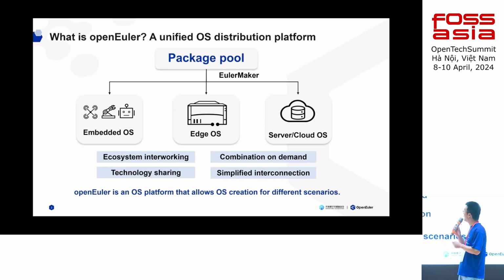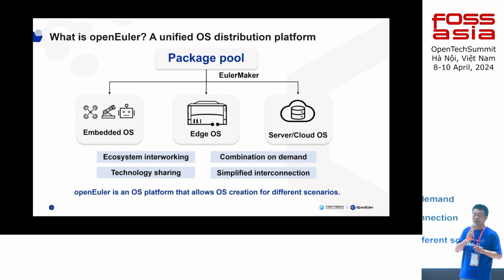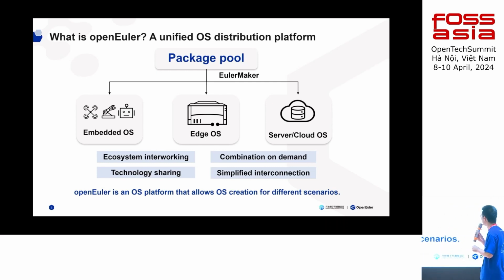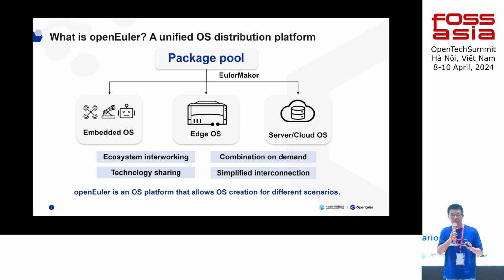So here is the architecture of openEuler. What openEuler is, actually it's very simple. The definition is very simple. openEuler is an OS platform that allows you OS creation for different scenarios. That means we have a package pool. The package pool collects all of the components of the operating system. And then we developed a new tool, which is called Euler Maker. Going through the Euler Maker, we can create different kinds of operating systems.